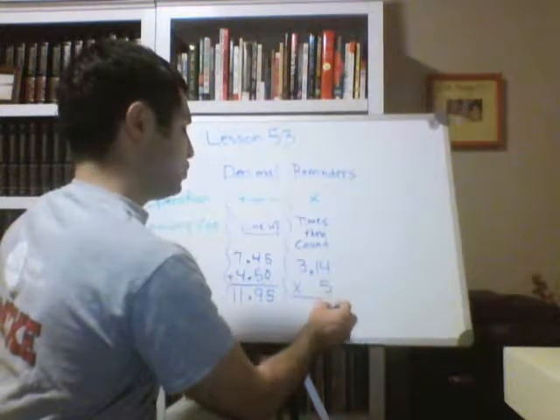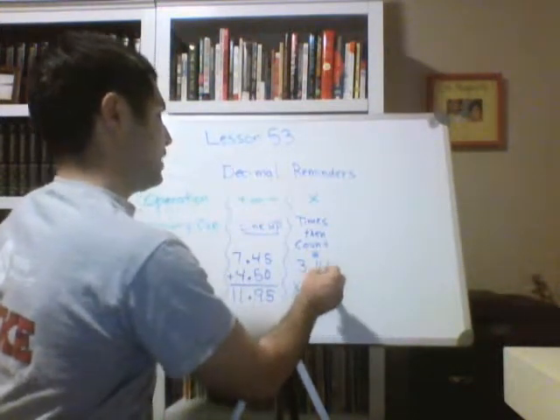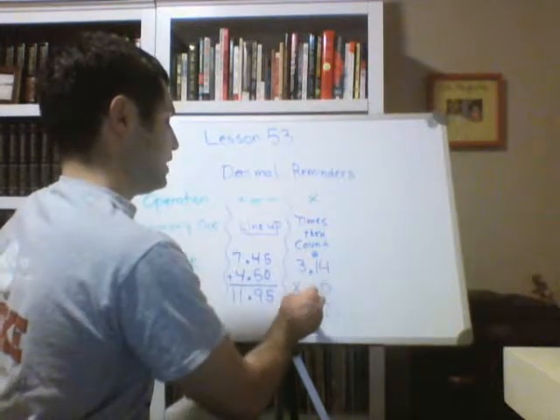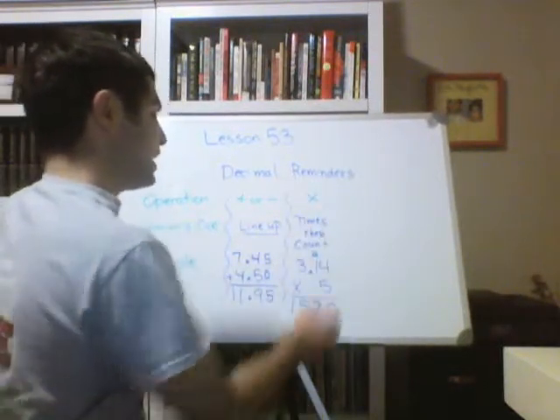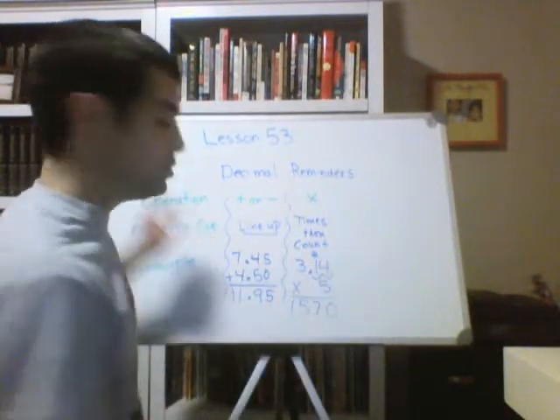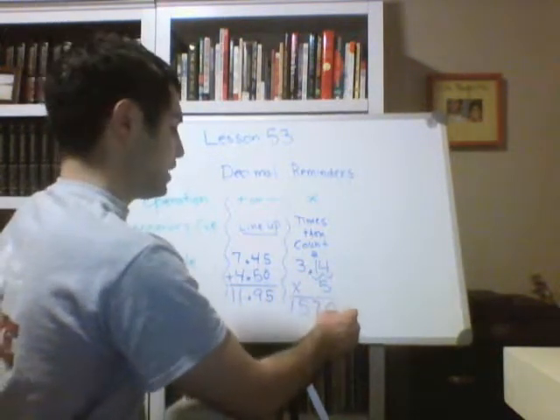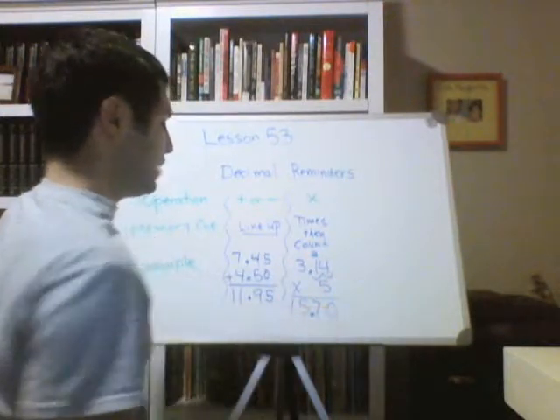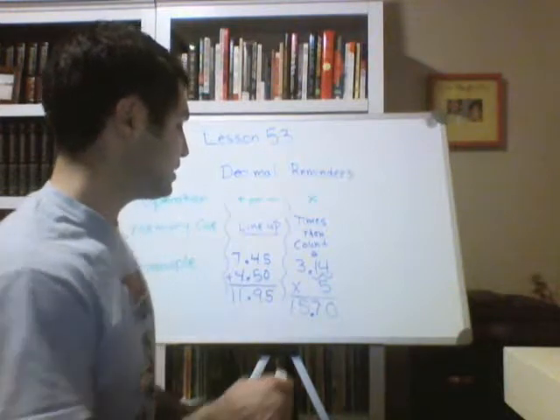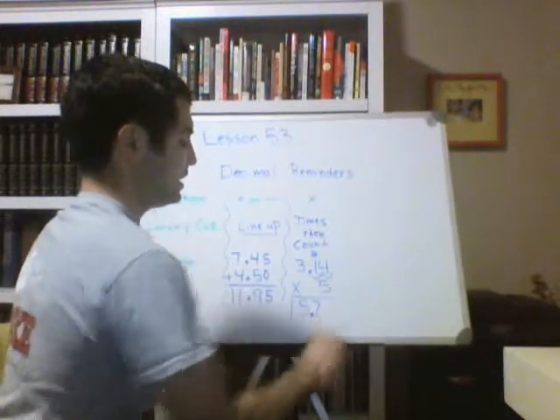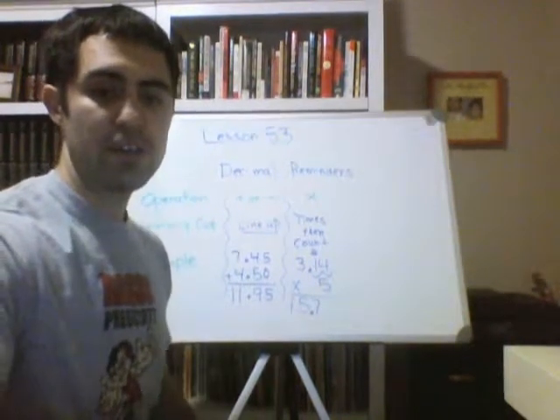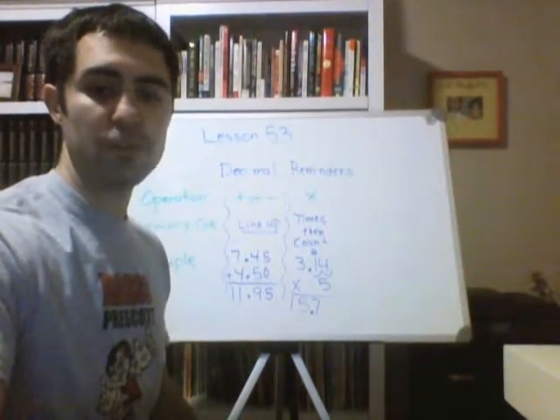5 times 4 is 20, carry 2. 5 times 1 is 5, plus 2 is 7. 5 times 3 is 15. So that's the first step, times, and then you count. Since the decimal has been moved over 2 places on top, that's 1, 2, then you want to move the decimal 2 places over on bottom. 1, 2. So that would be 15 and 70 hundredths, or 15 and 7/10 if you want to reduce your decimal number. Alright, so there is what you need to do when you're multiplying.